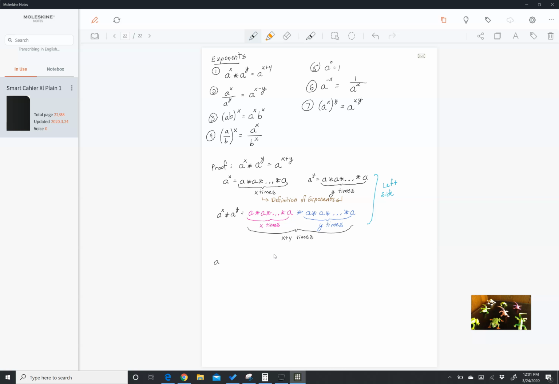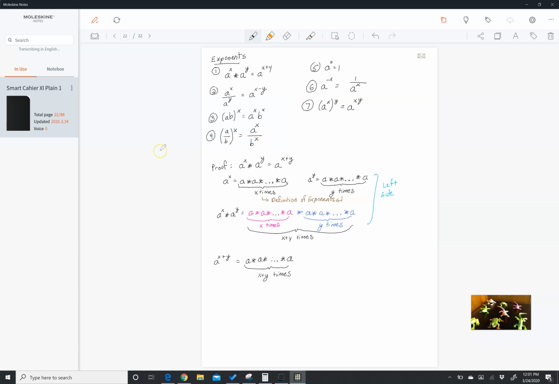So we have a to the x plus y now. So a to the x plus y, by definition of exponents, is a times a. And again, we don't know how many a's there are, so we're going to put a dot, dot, dot. And this time, all we know is that this is x plus y times. And once again, this is just because that's what the definition of exponents is.